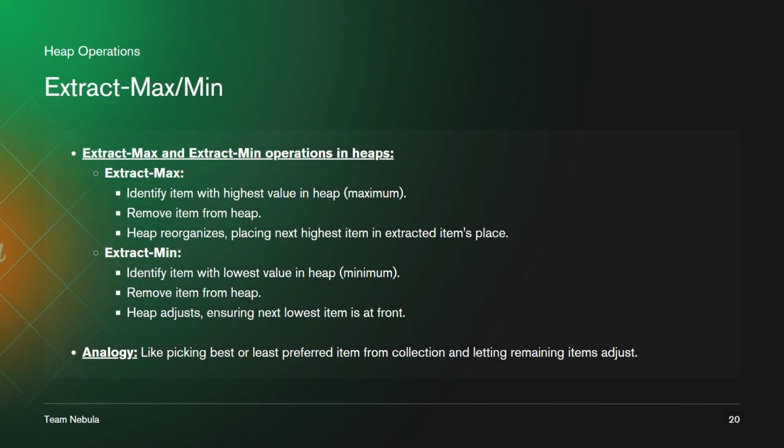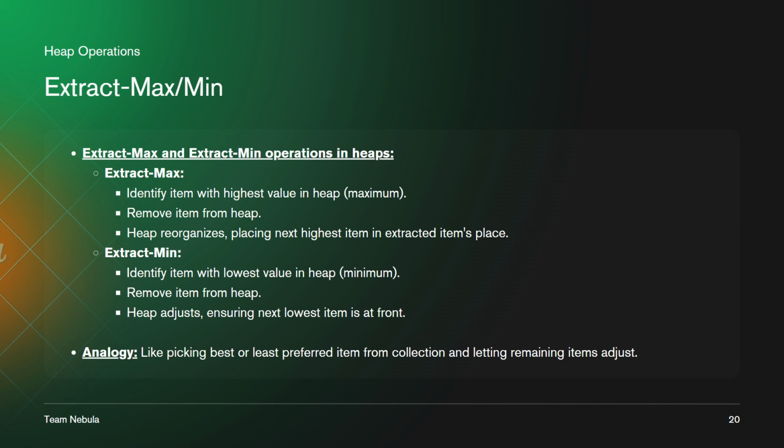Now, let's dive into the extract max and extract min operations in heaps. Imagine you have a collection of items like a bunch of toys and you want to take out the most valuable one for max heap or the least valuable one for min heap. Here is how these operations work. Extract max operation. First, you look at the heap. You pick the item with the highest value from the collection. You remove that item from the heap, and then the heap rearranges itself so that the next highest item takes the place of the one you removed.